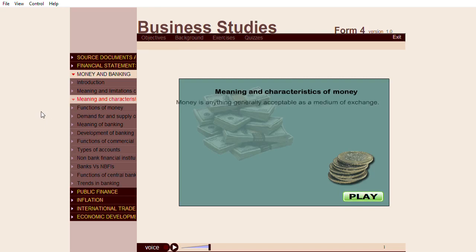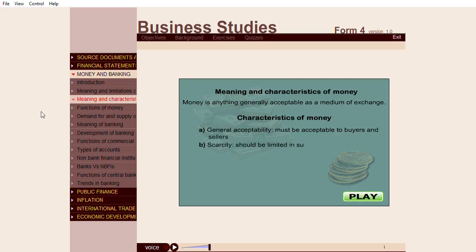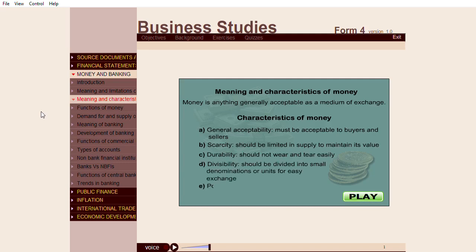Meaning and characteristics of money. Money is anything generally acceptable as a medium of exchange. Characteristics of money. General acceptability: must be acceptable to buyers and sellers. Scarcity: should be limited in supply to maintain its value. Durability: should not wear and tear easily. Divisibility: should be divided into small denominations or units for easy exchange. Portability: should be light to carry.